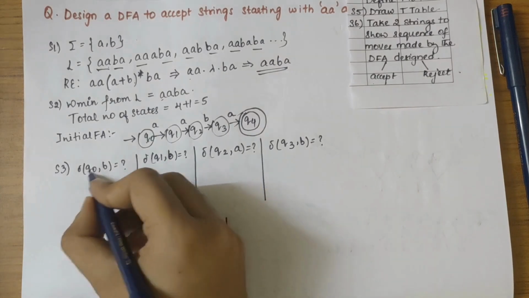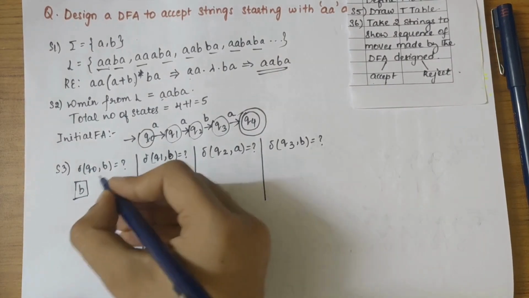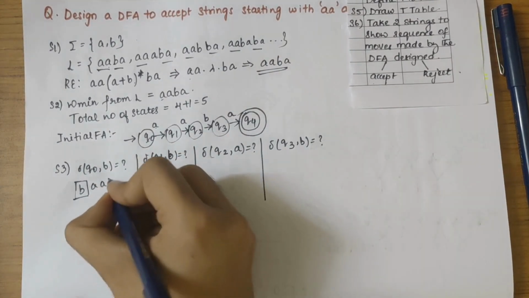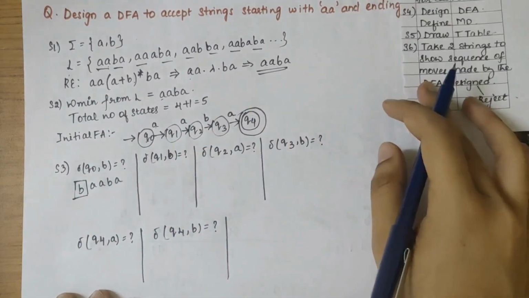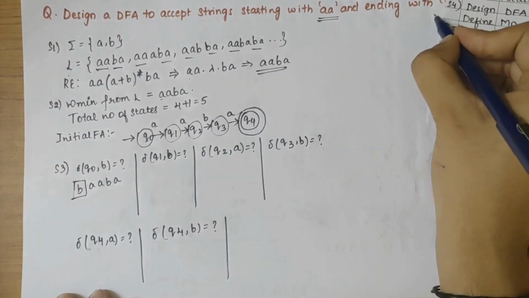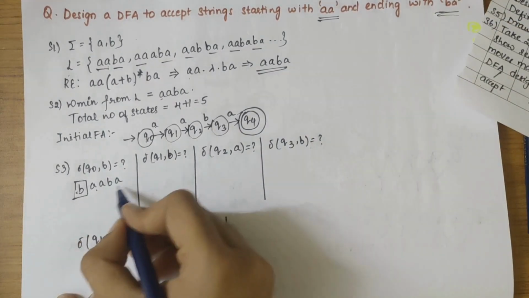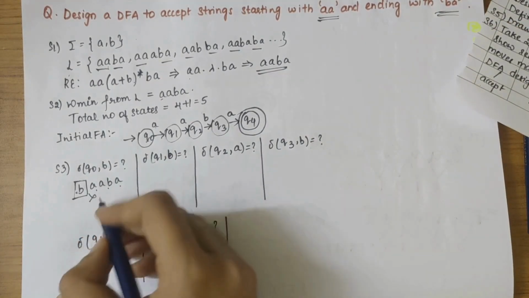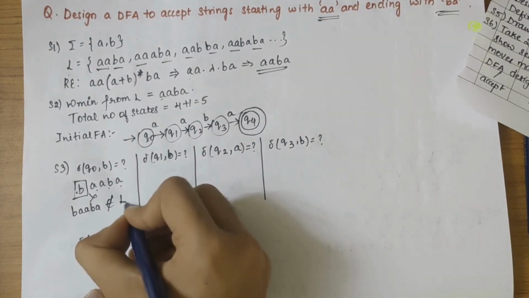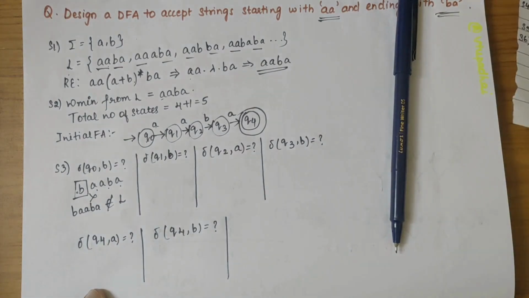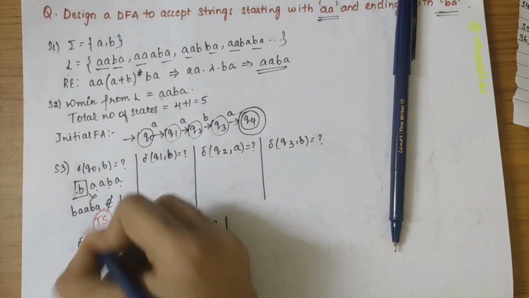Here we have Q0 on B unknown, so let's write B, put it in a box, followed by AABA. In the question itself, they have specified that it has to start with AA and end with BA. So here, is it starting with AA? No, it is not starting with AA, but it is ending with BA. Thus, BA does not belong to the language set, so it will go to the trap state.